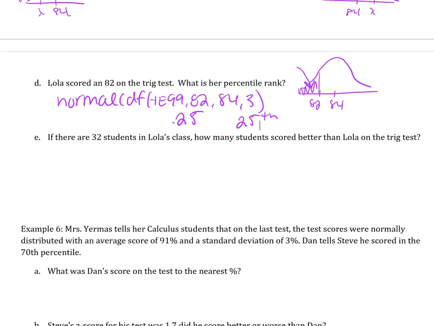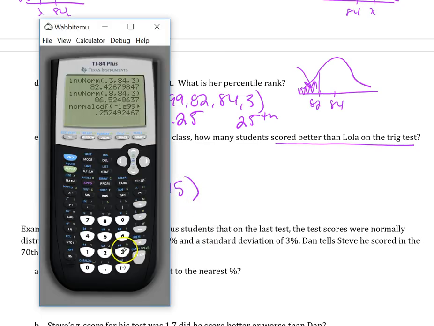If there are 32 students in Lola's class, how many students scored better than her? Okay, so if she's in the 25th percentile, that means 75% scored better than her. So 32 people times 0.75.